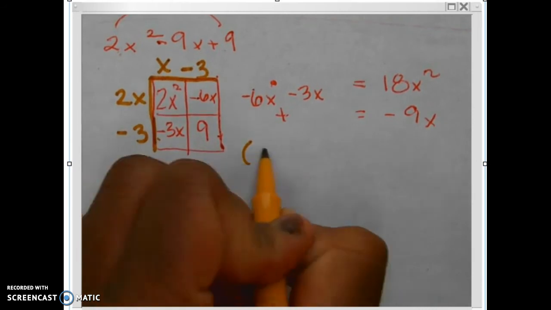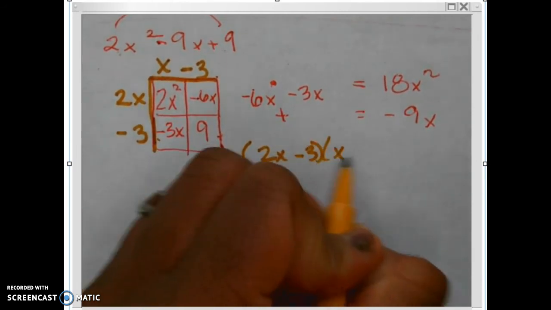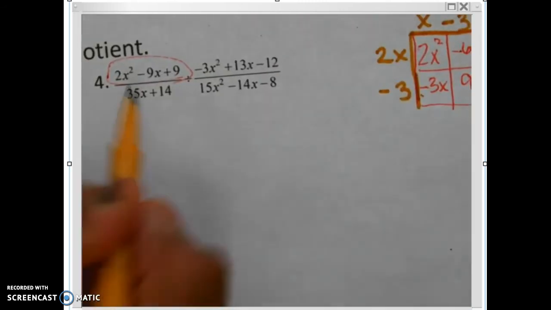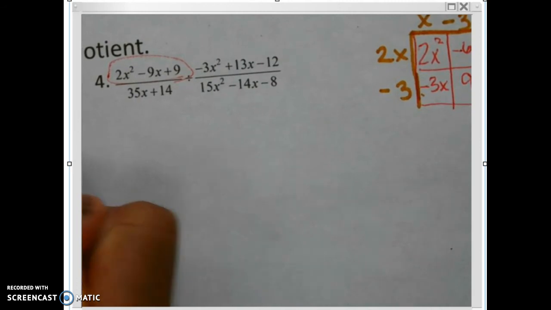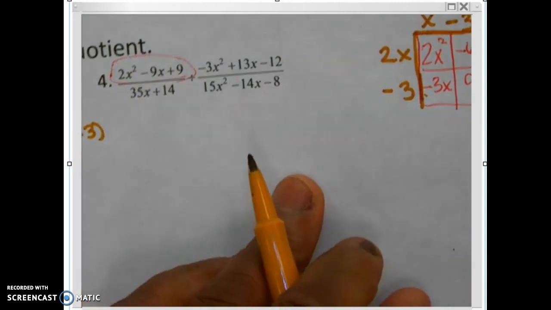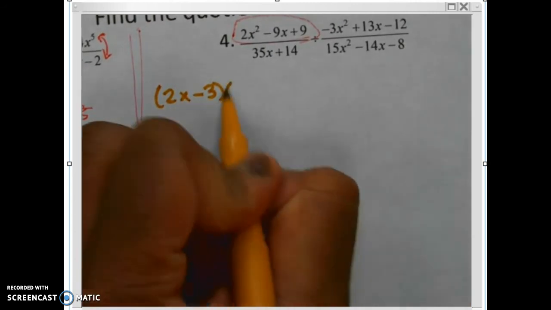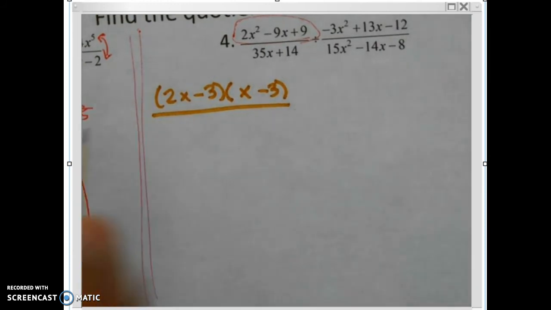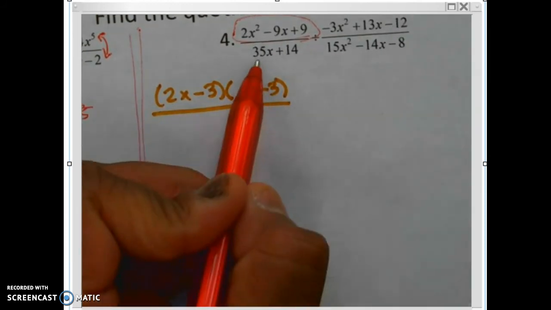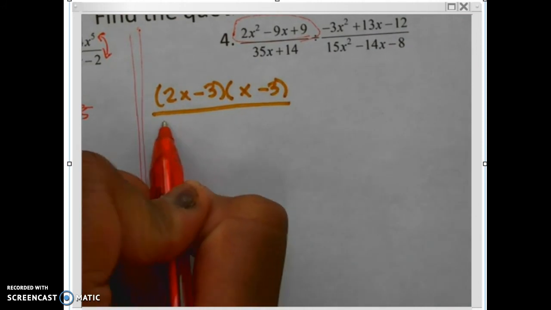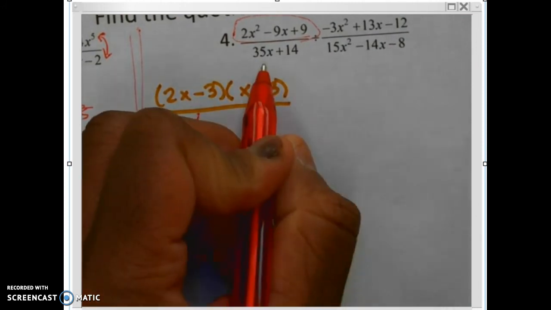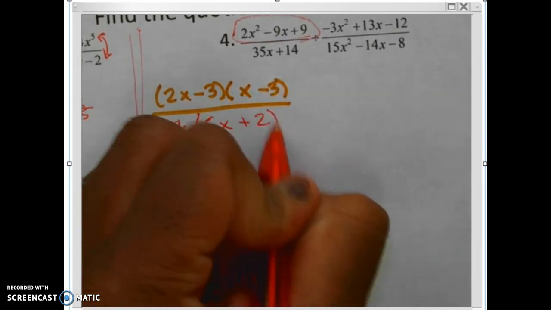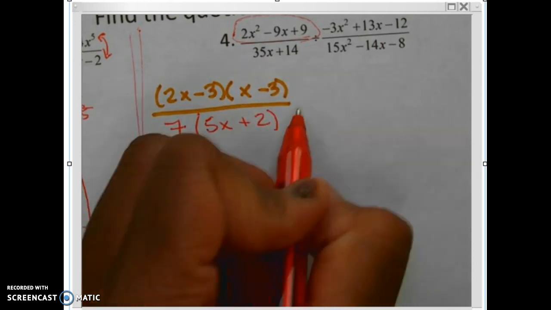So that factored to 2x minus 3 and x minus 3. Perfect. So that's this portion right here. 2x minus 3, my apologies, and x minus 3. Now this denominator, not so bad. What goes into 35 and 14, you might ask? 7. What's left? Well, what's this divided by 7? 5x plus 2, because 7 goes into 14 2 times.